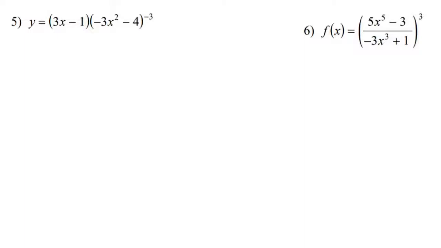Okay, so for 5, we're going to do, let's see, y prime equals, and we have the first times the derivative of the second. So let's see, gosh, that's where I need the chain rule, isn't it? So I'm going to have negative 3 times negative 3x squared minus 4 raised to what power? Negative 4, isn't it? Because you minus 1. And then times all of the derivative of the inside. What's the derivative of this inside going to be? Negative 6x. Perfect.